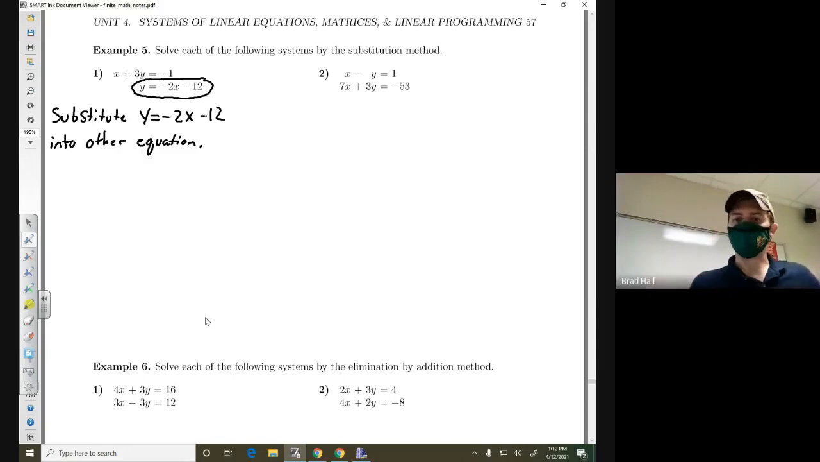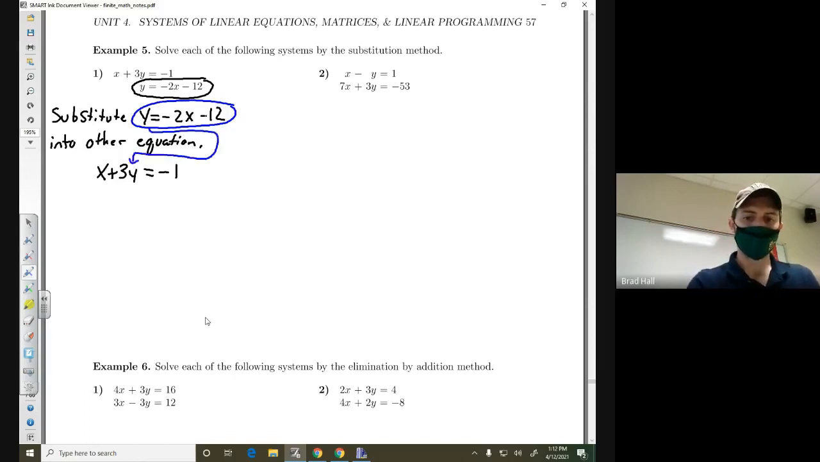So what's the other linear equation? It's the x plus 3y is equal to -1 equation. So what did we find? We found that y is equal to -2x minus 12. So this value of y goes right here. We can just switch them out. x plus 3, but we're not going to put y anymore because we see that y is equal to negative 2x minus 12.